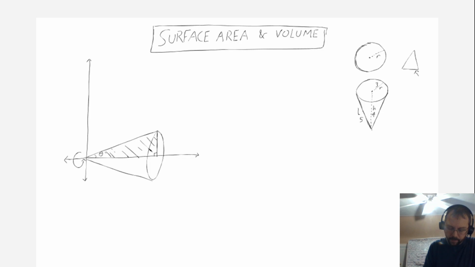As I laid this on the side here, the height of this right triangle is 3. It is r. The base of our right triangle is the height of the cone, which is 4, and the slant height, which I gave already in the problem, but let's say you didn't know, you could calculate the slant height.